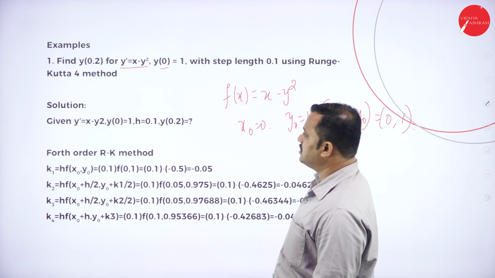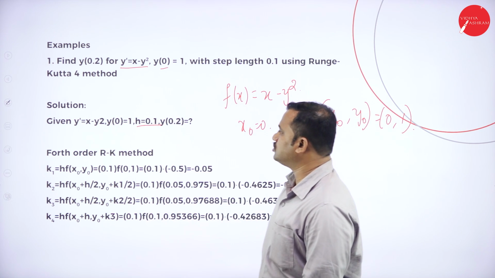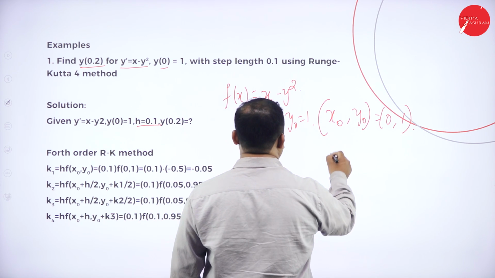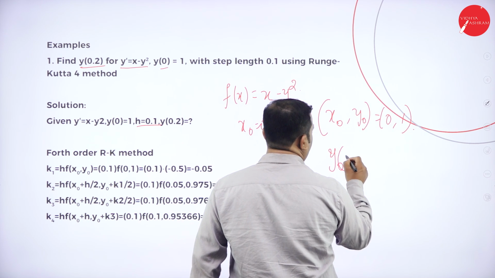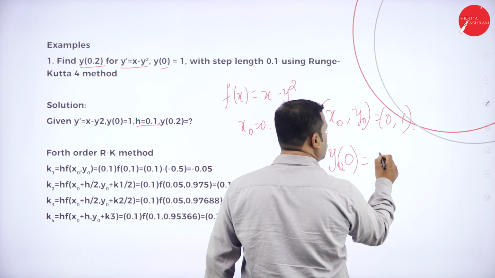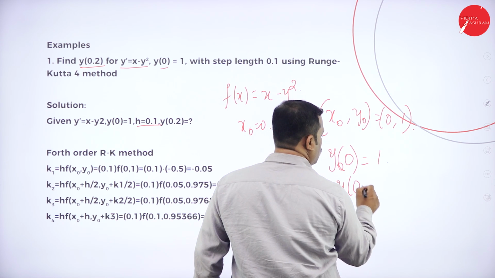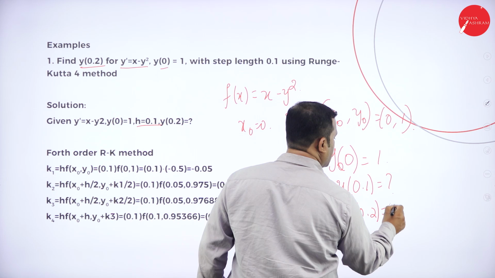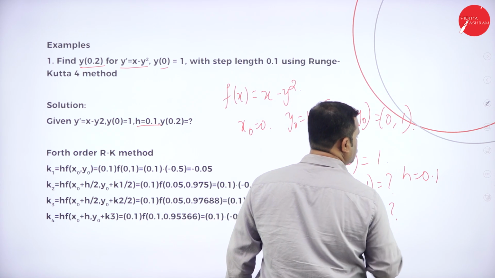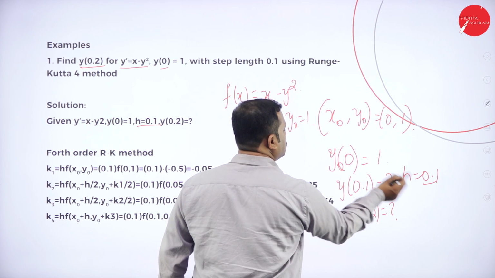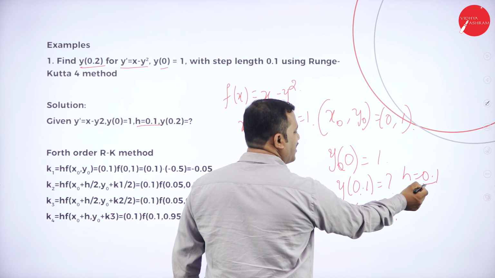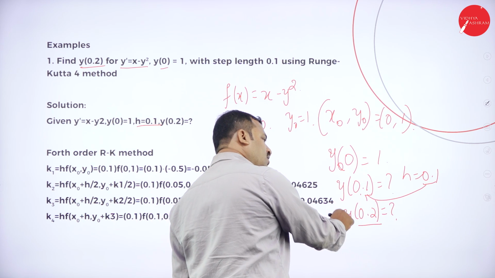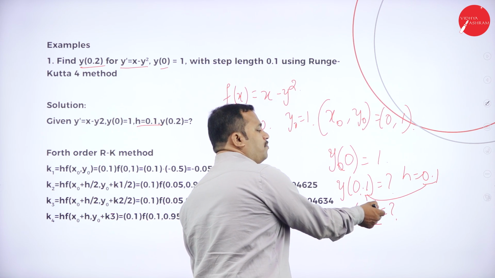Then we have h equal to 0.1. We have to find y at 0.2, because we have y of 0 initially, which is 1, then y of 0.1, and y of 0.2, since the step size is h equal to 0.1. If I add 0.1 to this 0, it becomes 0.1. If I add 0.1 to this 0.1, it becomes 0.2. So we have to find the value of y at 0.2.